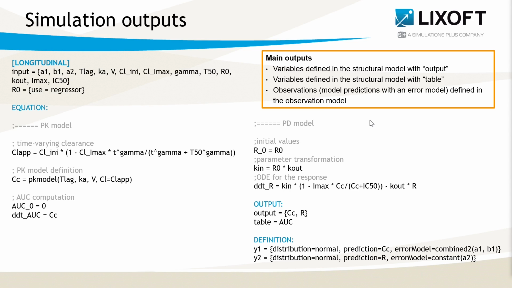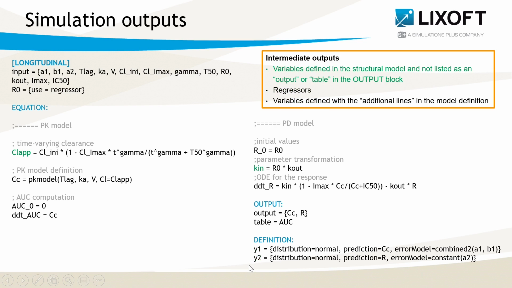They include the variables defined in the section output of the structural model, either with output, like here CC and R, or with table if it is present, like here, as well as the observations defined in the observation model with a residual error model, here Y1 and Y2.